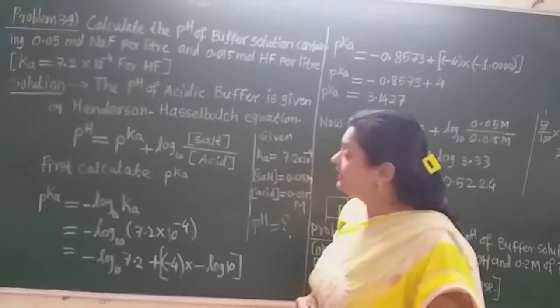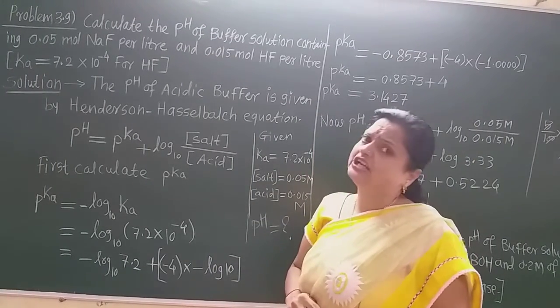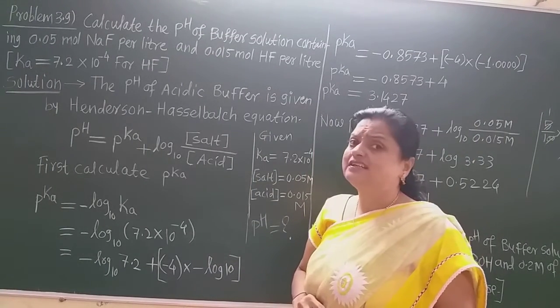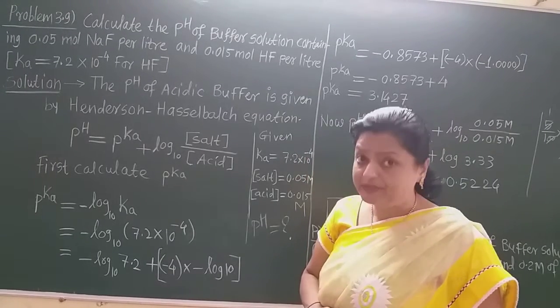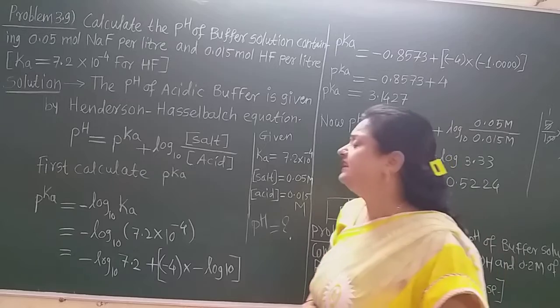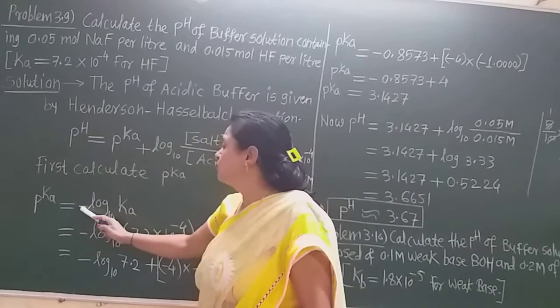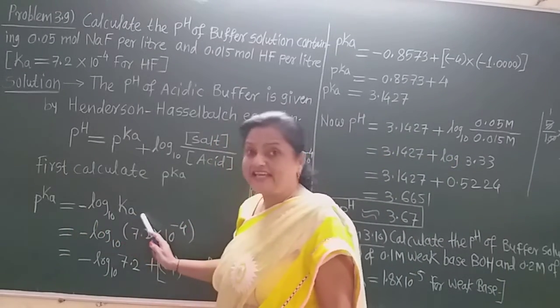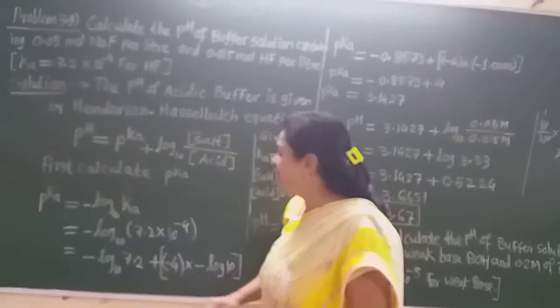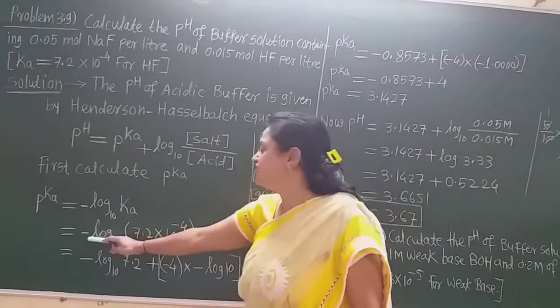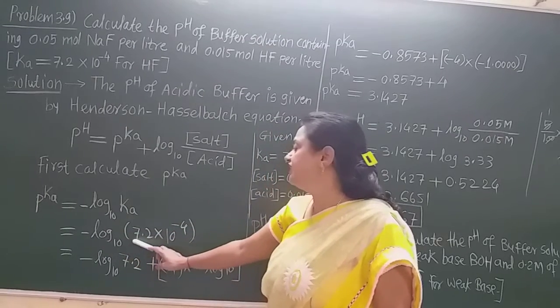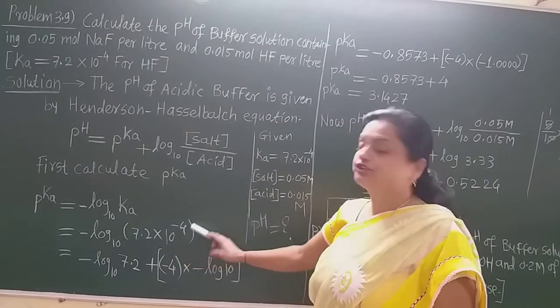Then how do we calculate the pKa? Just as we calculate the pH of the acid. In that formula pH is equal to minus log to the base 10 of H plus ion concentration. Similarly here pKa is equal to minus log to the base 10 of Ka. Now the value of Ka is 7.2 into 10 raised to minus 4. So pKa is equal to minus log to the base 10 of 7.2 into 10 raised to minus 4.